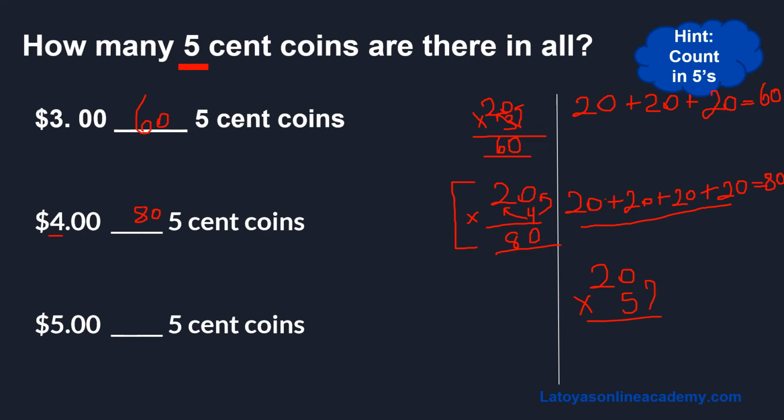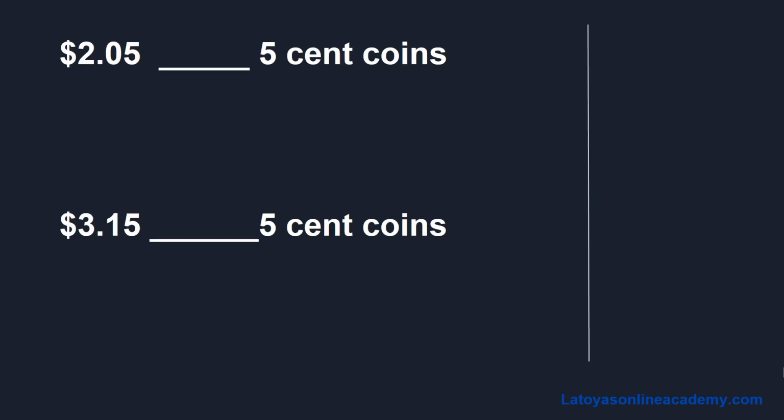5 by 0 is 0. Anything multiplied by 0 is 0, and 5 2s are 10. So I'm getting a total of 100. So in $5, we have a total of 100 5-cent coins. Now let's look at this. We have $2 and 5 cents. How many 5-cent coins do I have in $2 and 5 cents?